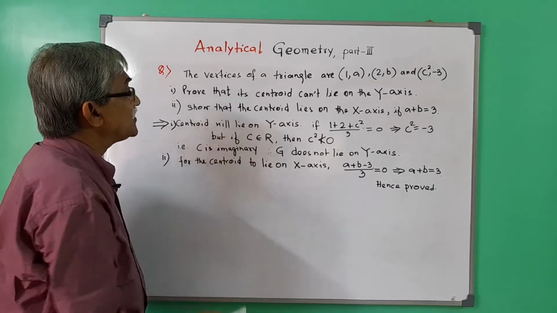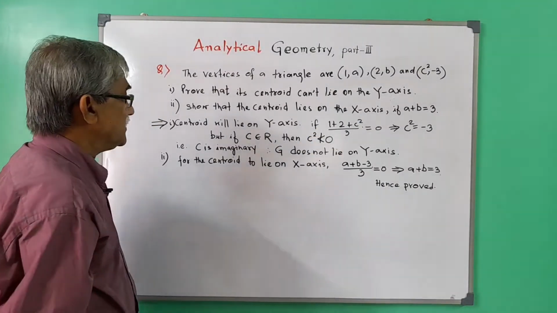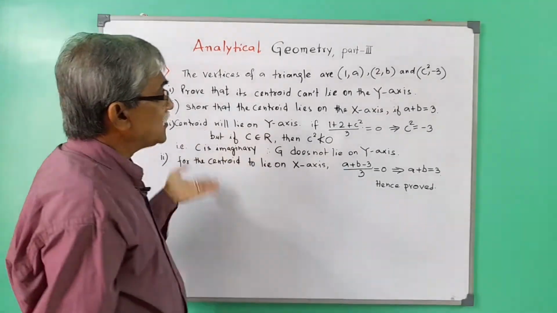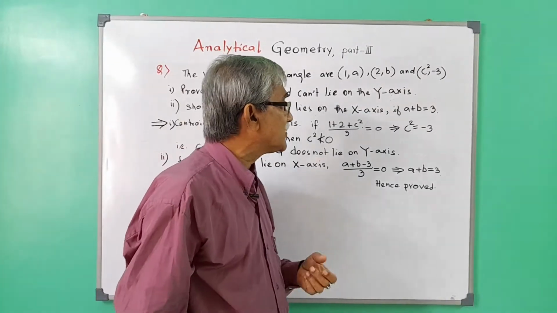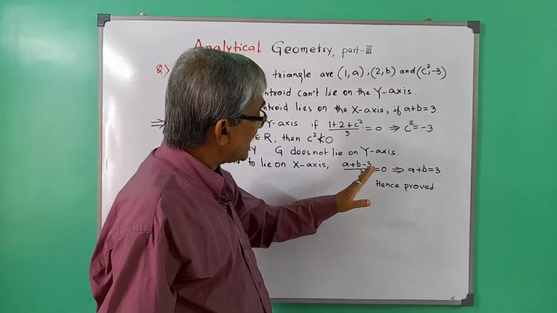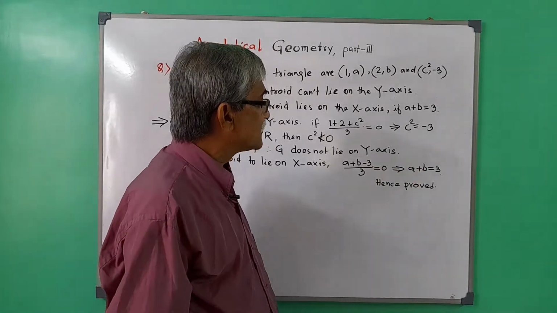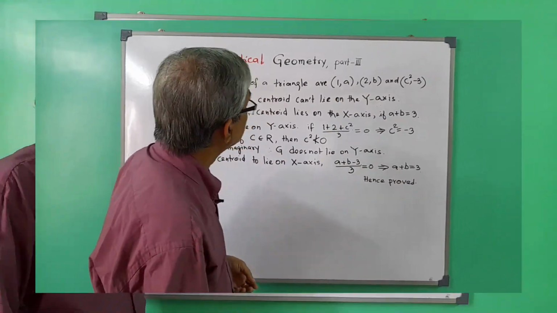For the second part, show that the centroid lies on the x-axis if a + b = 3. Once again, for the centroid to lie on the x-axis, the y coordinate should be equal to 0. That is, (a + b - 3)/3 = 0, and thereby solving you get a + b = 3. And that was the condition you had to prove.